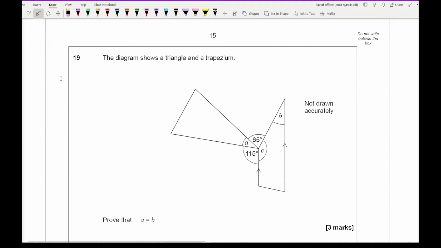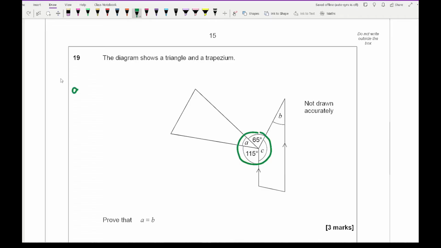Then with question 19, it says the diagram shows a triangle and a trapezium. Prove that A equals B. So for this one, what we need to do is just look at angle facts. So one angle fact is using all of these.